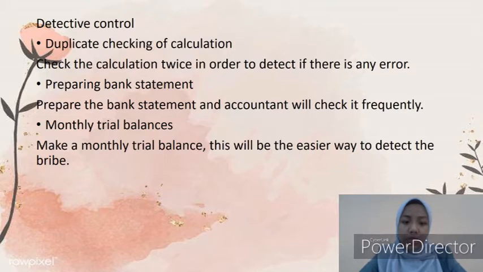Last one, we have the monthly trial balance, which means the company needs to make a monthly trial balance. This will be an easier way to detect bribes because when we have the monthly trial balance, we know the amount every month. If there is anything wrong in the trial balance, we can detect it easily.